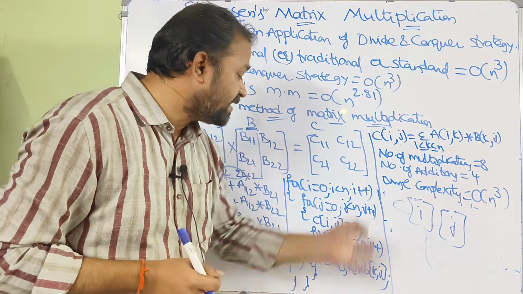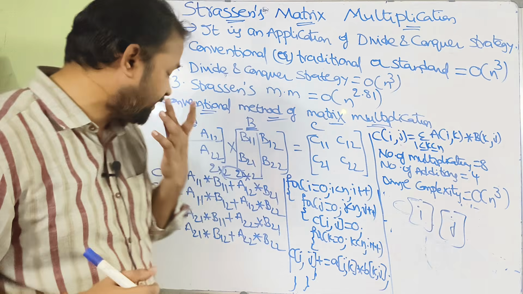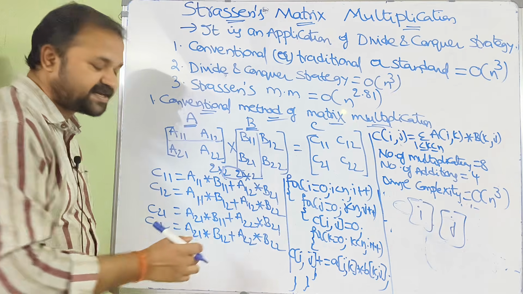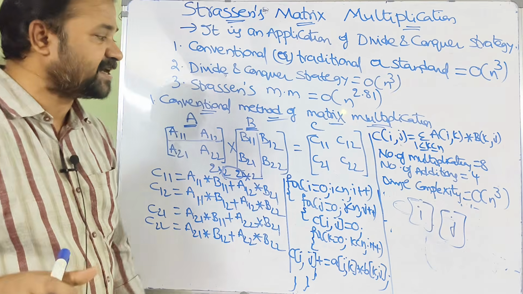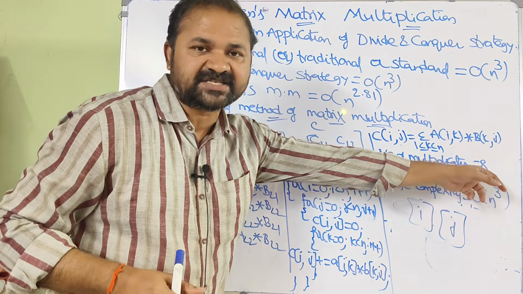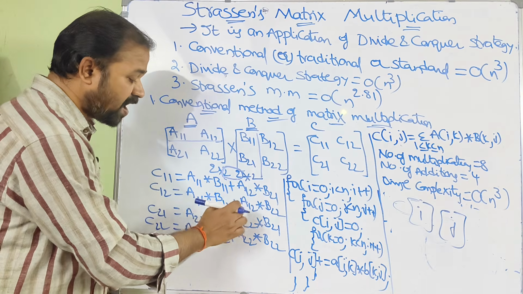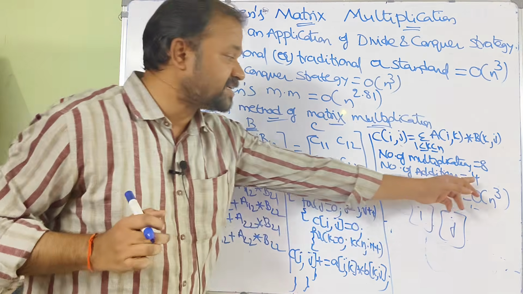Now let's see how many multiplications and how many additions are required. If you see here, 1, 2, 3, 4, 5, 6, 7, 8. So totally 8 multiplications are required. So the number of multiplications required is 8. And now let's see how many additions are required. 1, 2, 3, 4. So 4 additions are required.